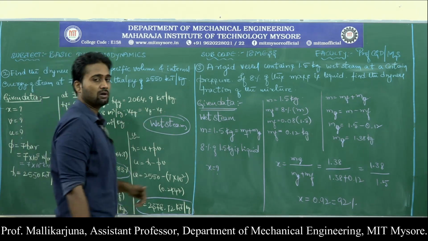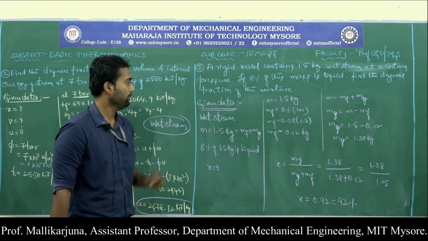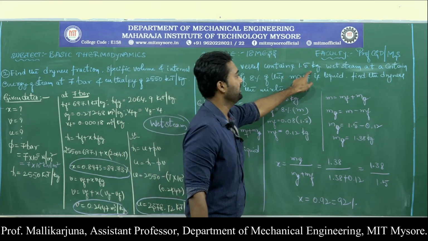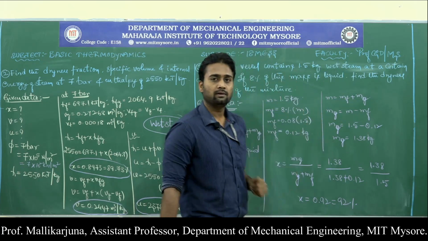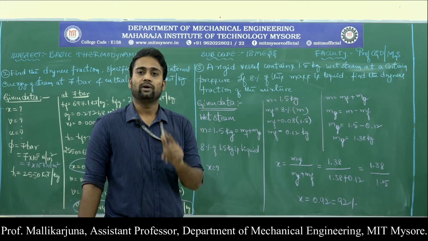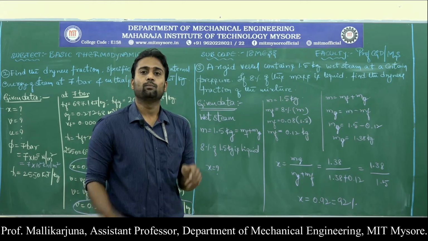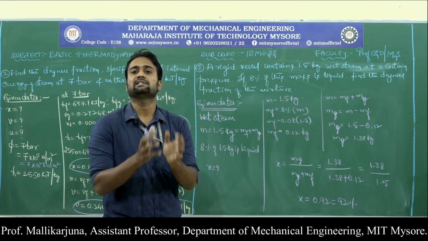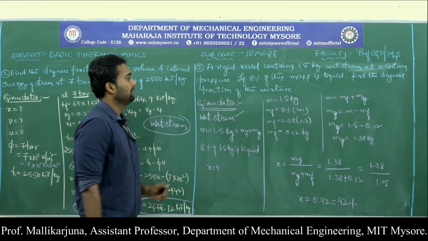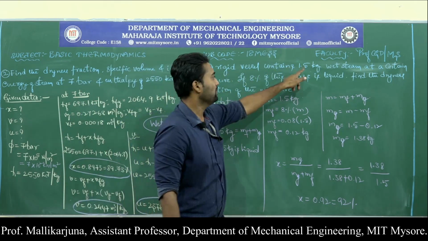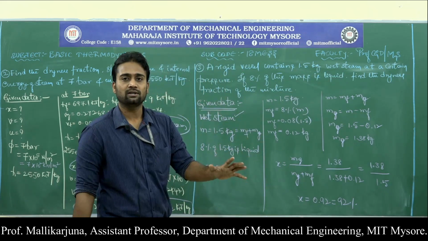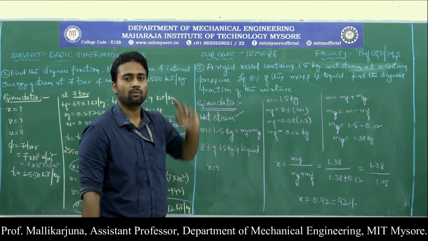So now let us look at the next one, a different kind of problem. Let me read it. A rigid vessel contains 1.5 kg wet steam. He is clearly talking with respect to wet steam. Wet steam in the sense we are dealing with both liquid and vapor. It is a mixture. So the first data is wet steam. Its mass is 1.5 kg at a certain pressure. He is not mentioning the pressure now.